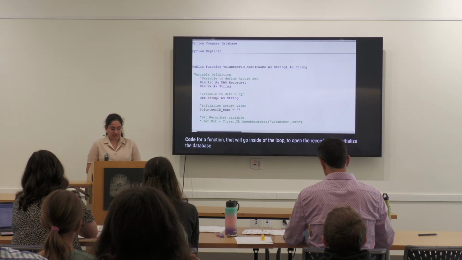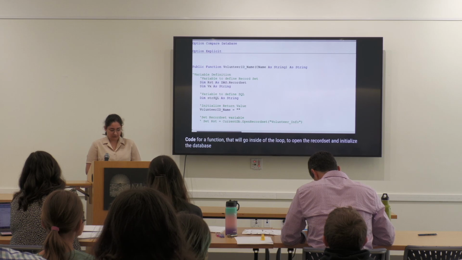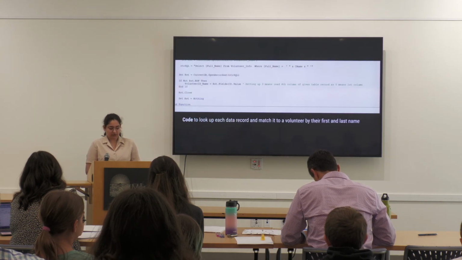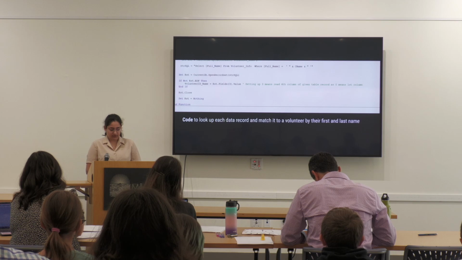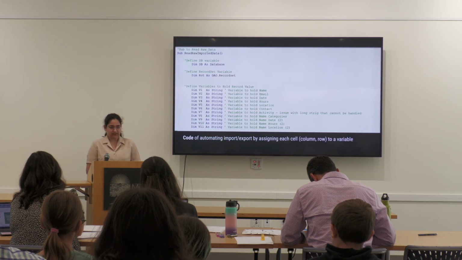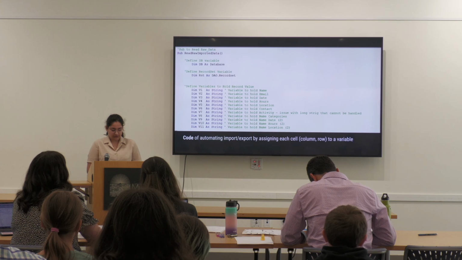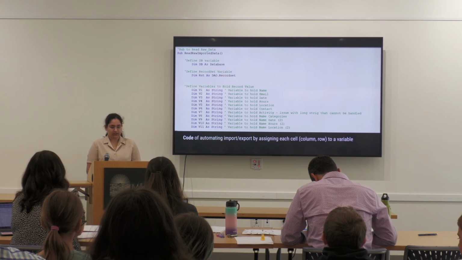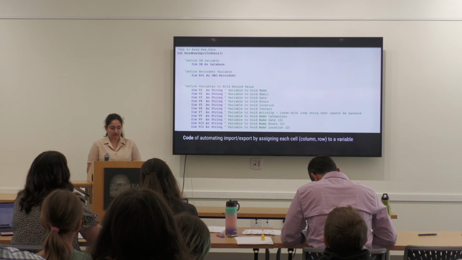This is code for the function that will go inside of the loop. Its job is to open the record set and initialize the database. This is further following the previous piece of code. It looks up each data record and matches it to a volunteer using their first and last name. This is another piece of code inside the same loop. Its job is to initialize a bunch of variables for each cell per column and row, and later make sorting data easier by using a massive array.